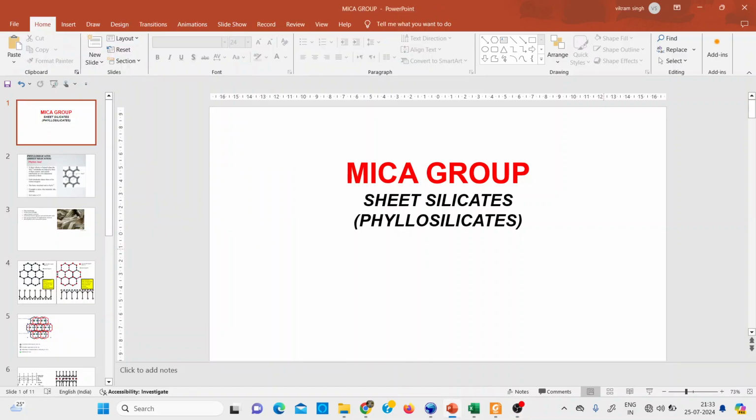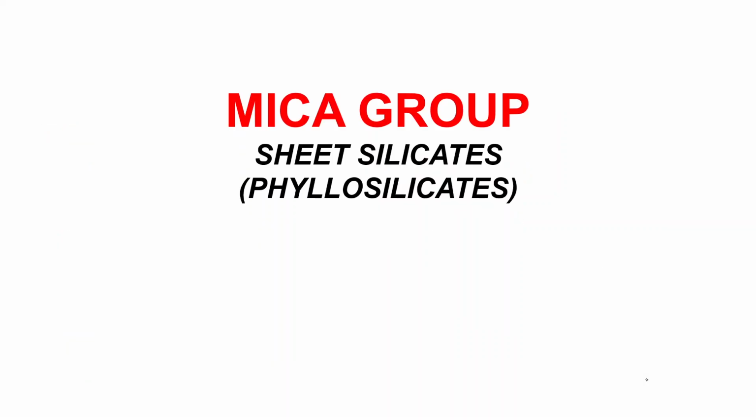Hello guys, let us discuss something about the mica group today. We all know mica is a very important mineral, and time and again we have seen how mica looks like. It belongs to the sheet silicates, which is also known as the phyllosilicates. Now, the mica minerals are not one mineral, rather they have a range of composition.